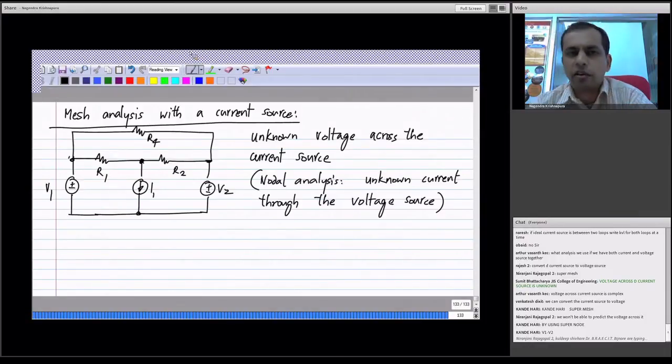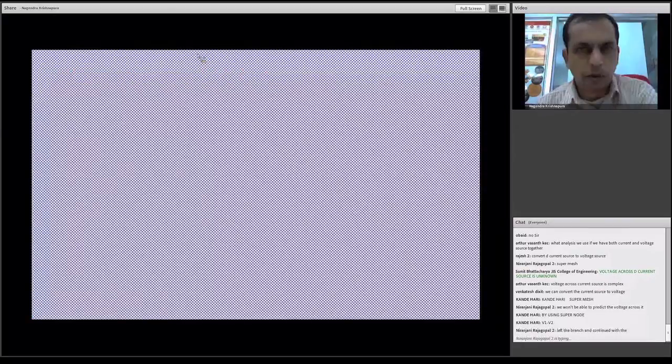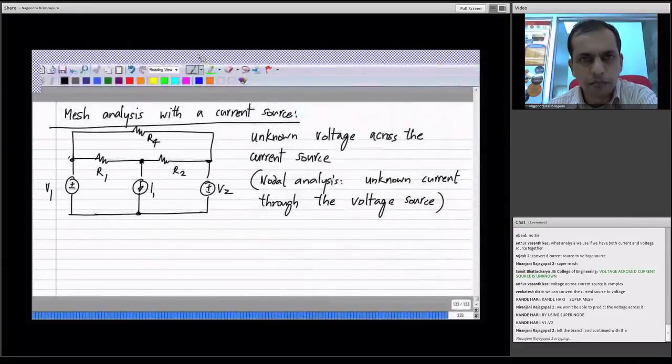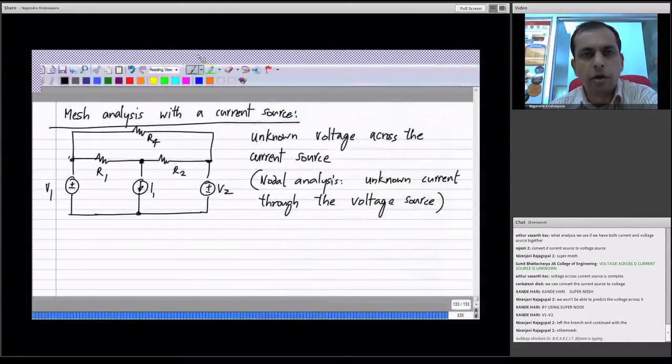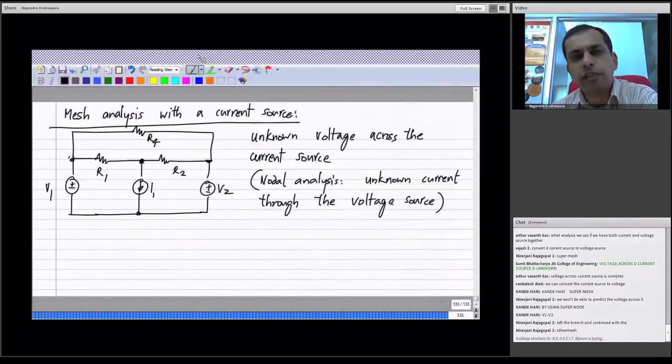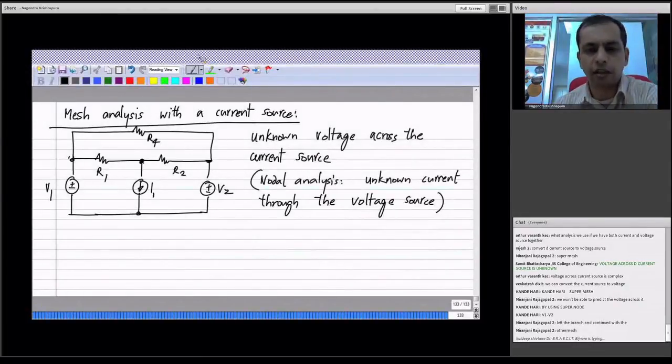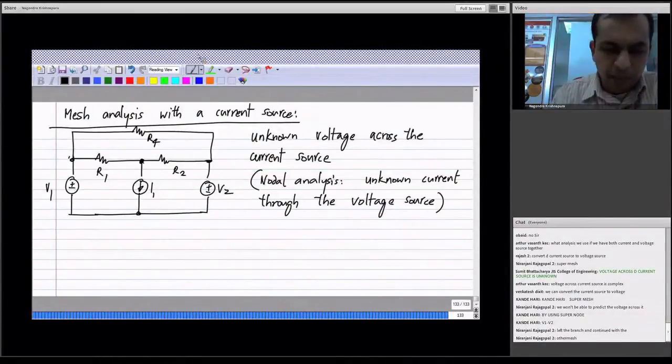So what we did was to define an auxiliary variable for the current through the voltage source. That gave us an extra variable and also an extra equation because of the voltage source, and we were able to write down the equations. Also, for hand analysis, we were able to combine two of those equations, effectively giving us a super node. So here the procedure we follow is exactly the same. What we don't know is the voltage across this current source. Let me call that Vx.